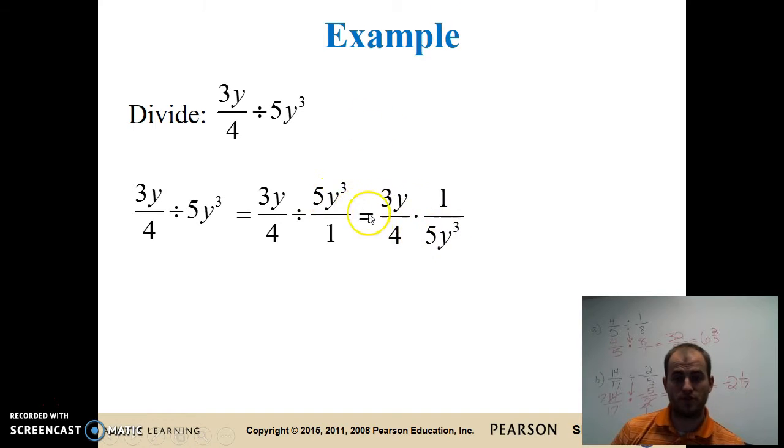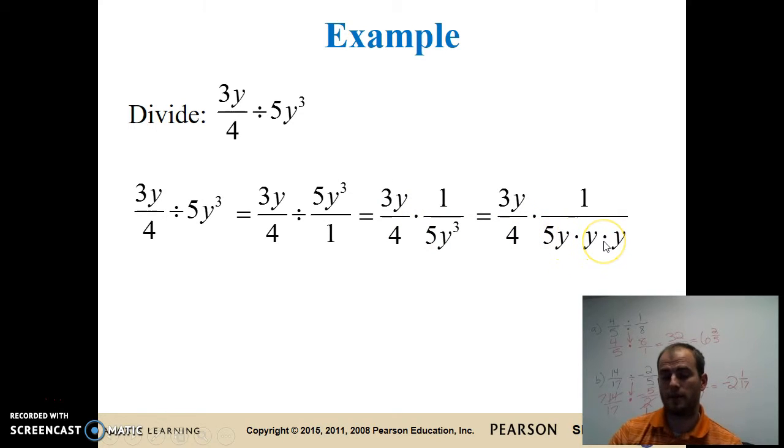Now we can reduce first. The 3 and the 4 and the 3 and the 5 don't reduce. A 1 doesn't reduce with anything. But one of the y's would reduce with one of these y's. And remember, you could write that out as y times y times y, which means one of the y's reduce. Now multiply straight across. 3 times 1 is 3. 4 times 5 is 20. Y times y is y squared.